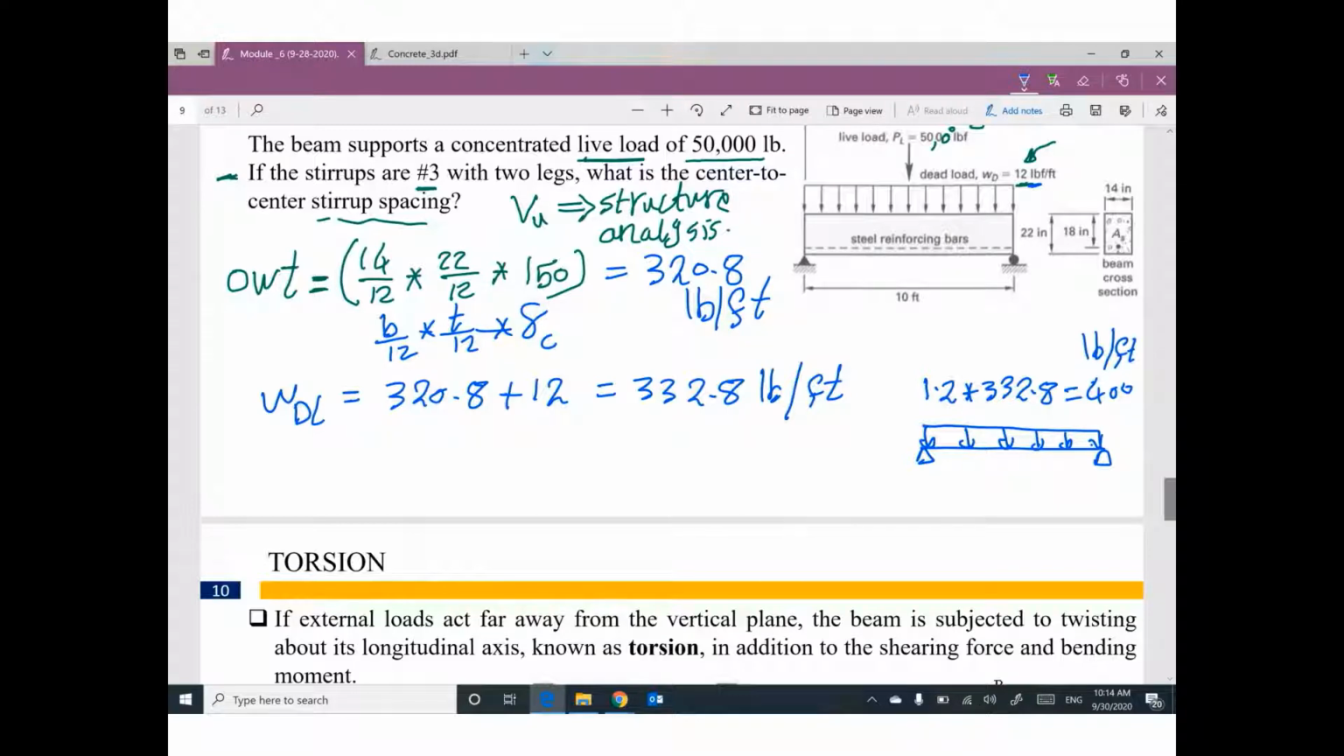We have a concentrated load. How much? It's 50,000. It's a live load equal to 50,000. So we need to multiply this number by 1.6. This problem is a little bit different because the dead load is given as a distributed load and the live load is given as a concentrated load. Actually, it's not a big deal. 1.6 times 50,000 will be 80,000.